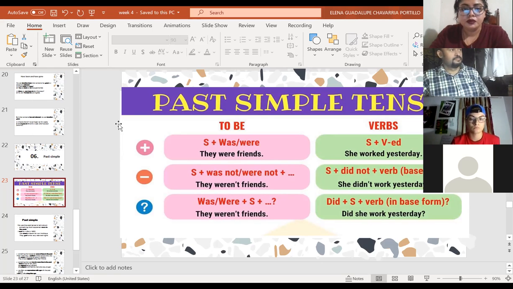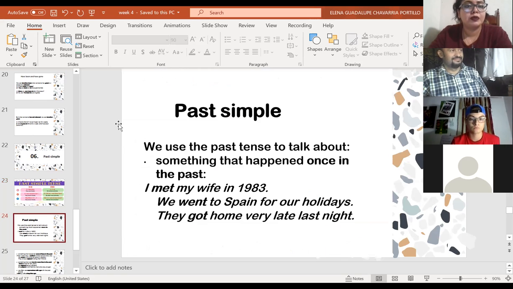Now, past simple. When we use past simple, first, we use the past tense to talk about something that happened once in the past. I met my wife in 1983. We went to Spain for our holidays. They got home very late last night.